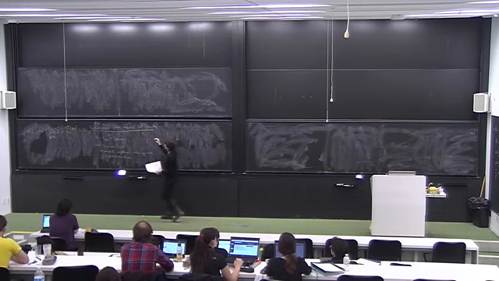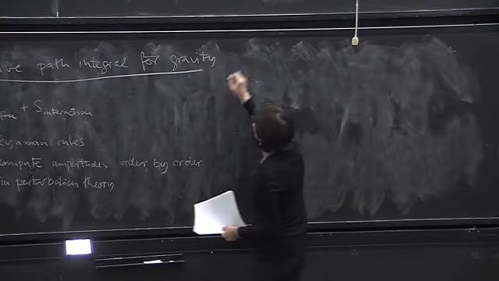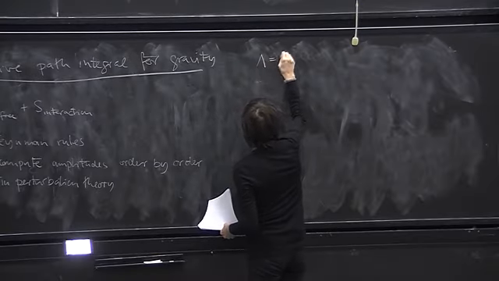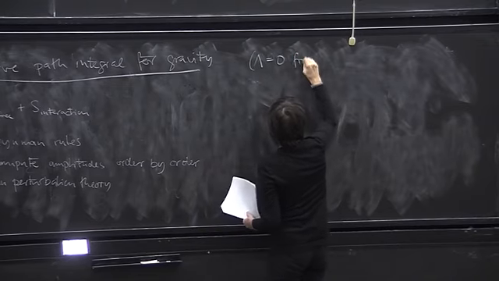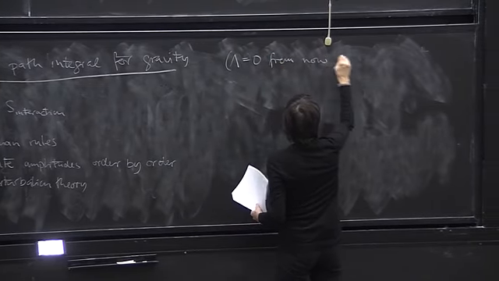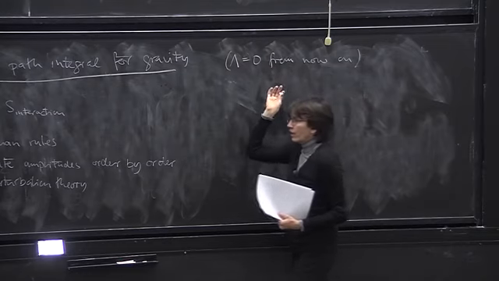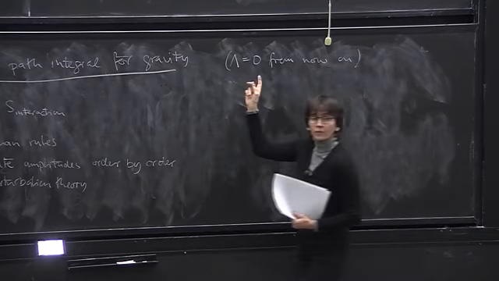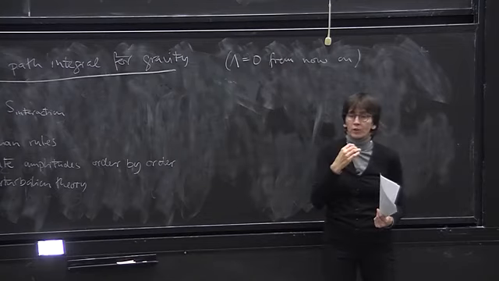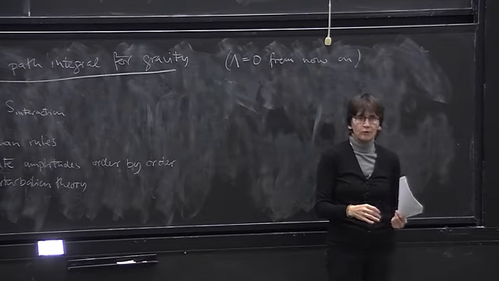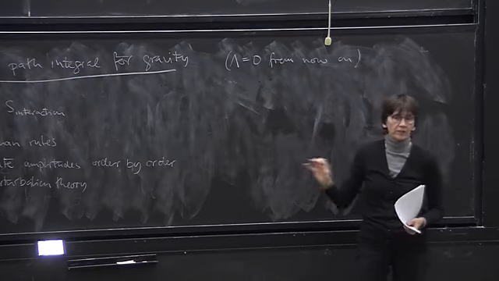Now, what I'll do for the time being, and for the discussion of the perturbative path integral, I'll be setting lambda equal to 0 from now on. For the rest of the discussion today, only when lambda is vanishing is Minkowski space a solution to the source-free Einstein equations.